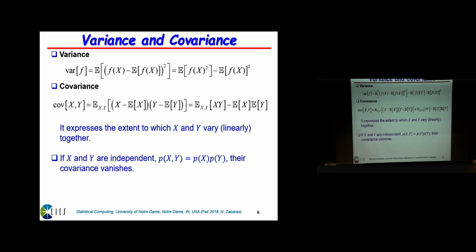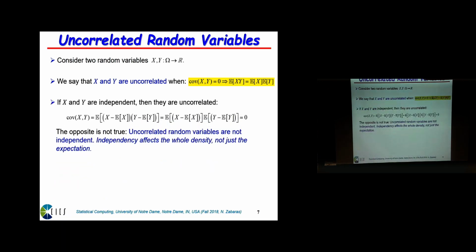The other way around is not the case, because if this is 0, this is a relation that involves expectations, and independence involves probabilities. It's a much more rigorous statement. Okay? So being uncorrelated does not mean you are independent. It's very important. So this is the definition of uncorrelated. If the covariance is 0, we say they are uncorrelated. If they're independent, as I already stated, you can do the algebra, it's trivial, then the variables are uncorrelated.